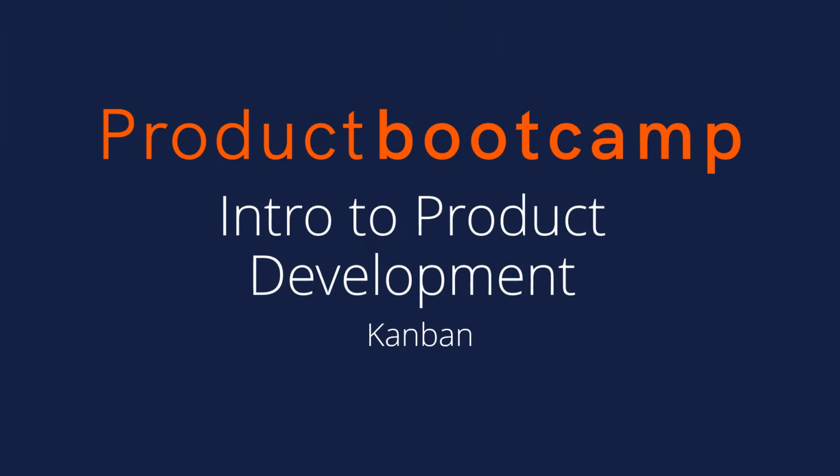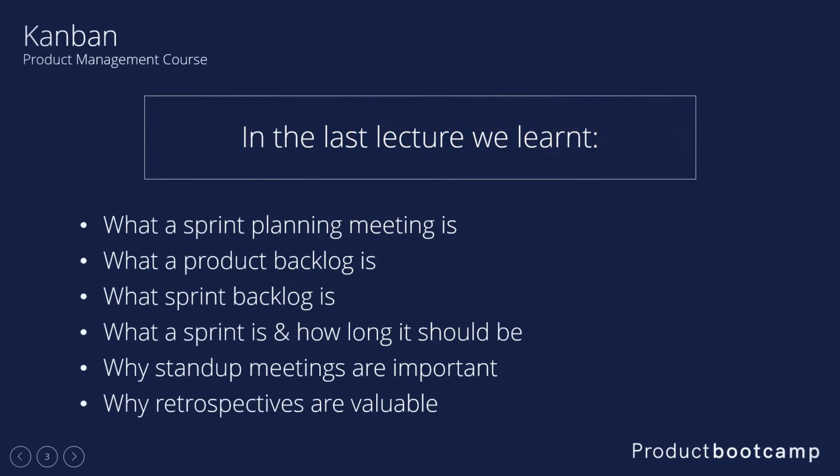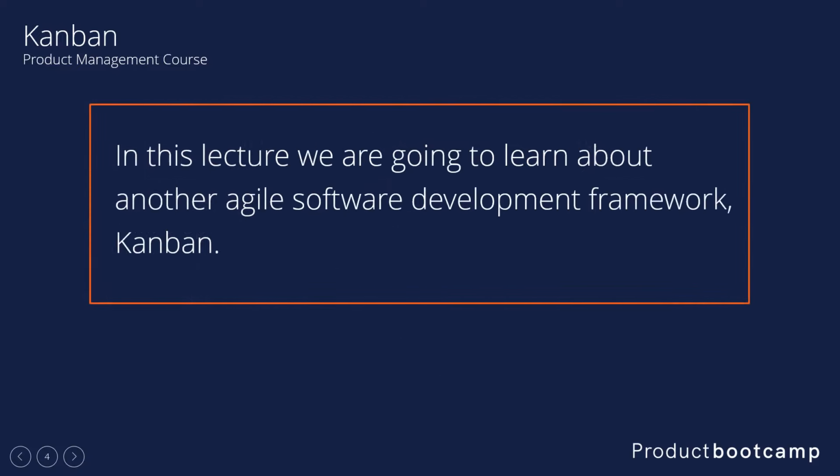Kanban. In the last lecture, we learned exactly what Scrum is. To recap, we covered what a sprint planning meeting is, what a product backlog is, what a sprint backlog is, what a sprint is and how long it should be, why stand-up meetings are important, and lastly, why retrospectives are valuable. In this lecture, we're going to learn about another agile software development framework, Kanban.